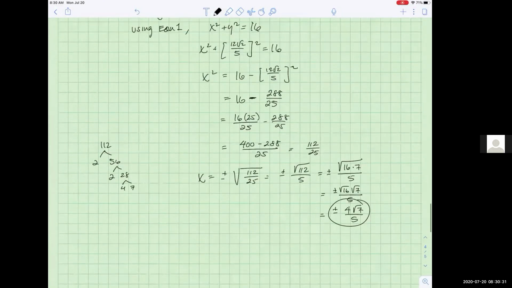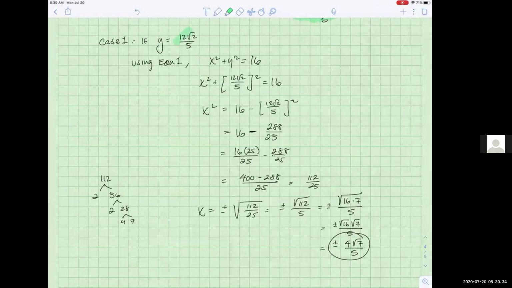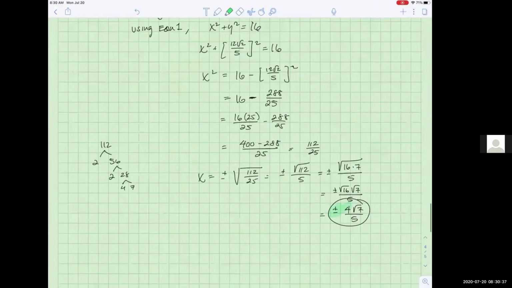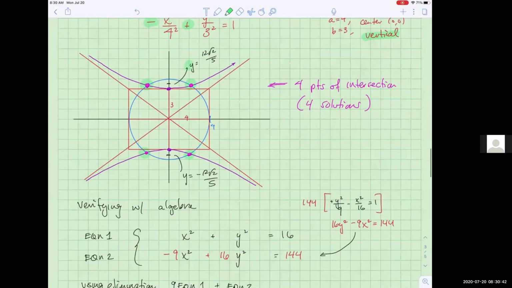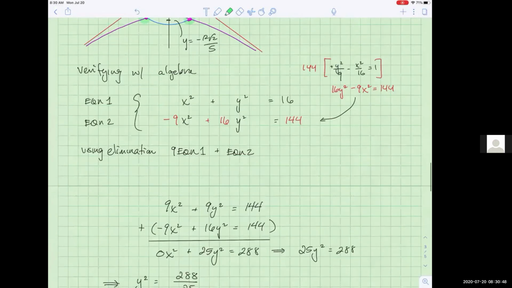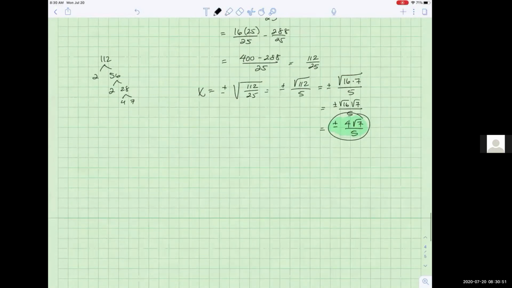So what we have here is a single y value that generates two x values. As we saw up here, this particular y value generates two x values. So what are our solutions? Well, those upper two appear to be 4 root 7 over 5, comma, 12 root 2 over 5, and negative 4 root 7 over 5, comma, 12 root 2 over 5.